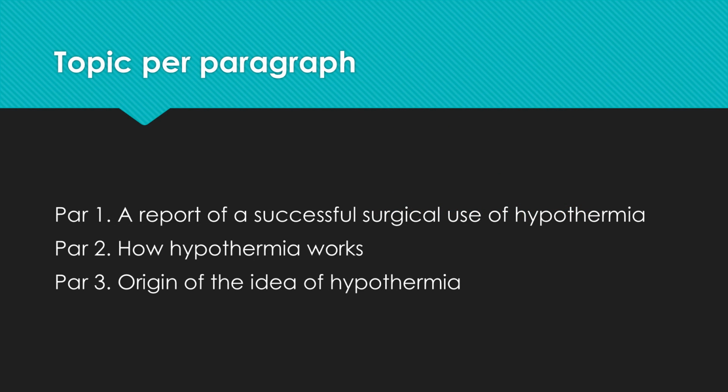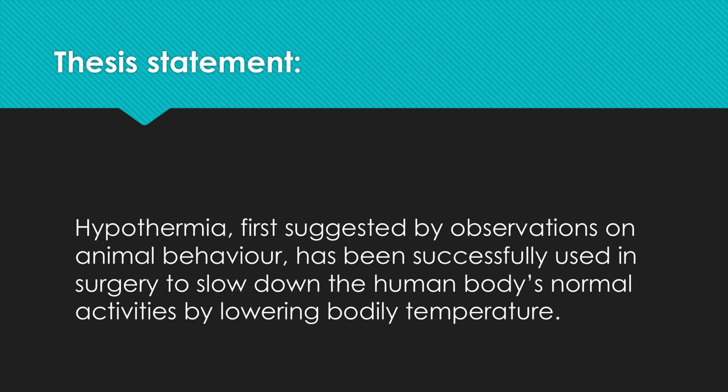And then remember that report of a successful use, how it works, the method itself, origin of the ideas. Put them all together, you will say, of course, the first most important idea is the topic itself. Hypothermia, and then its origin. First suggested by observations on animal behavior, okay? And then paragraph 1 topic has been successfully used in surgery to slow down the human body's normal activities. And paragraph 2 topic talks about method by lowering bodily temperature.